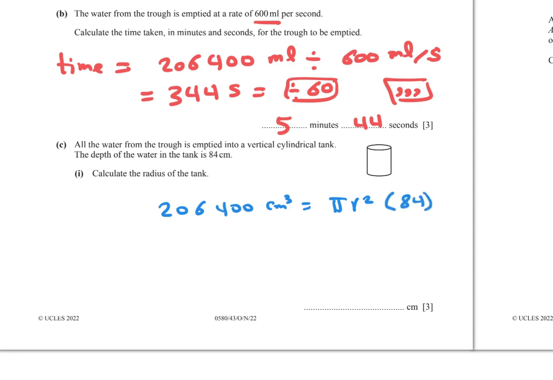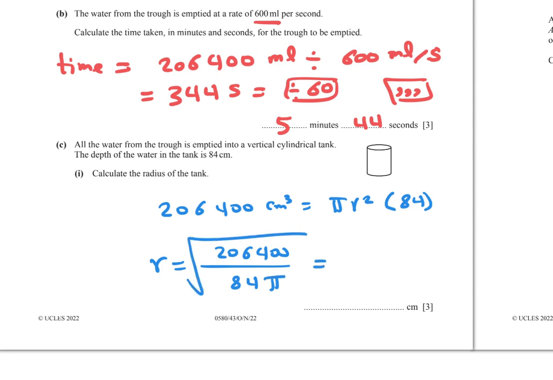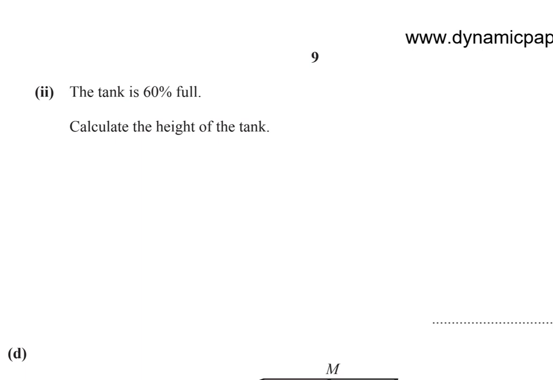Now to find r, you have to divide the volume 206,400 by 84 pi, then take the square root. So r equals 28.0 to 3 significant figures. Double I, the tank is 60% full. Calculate the height of the tank.